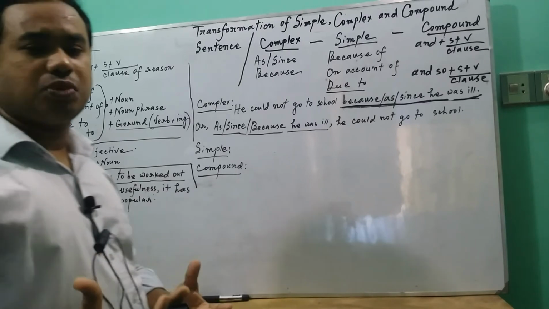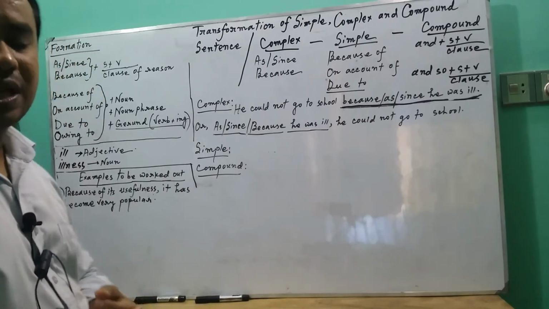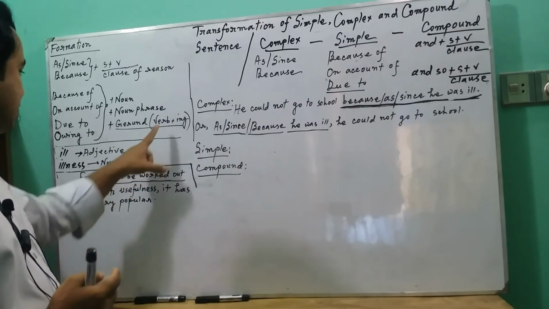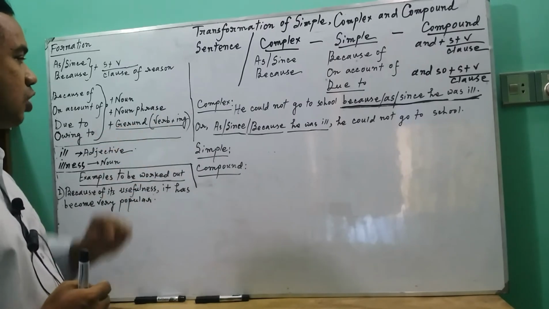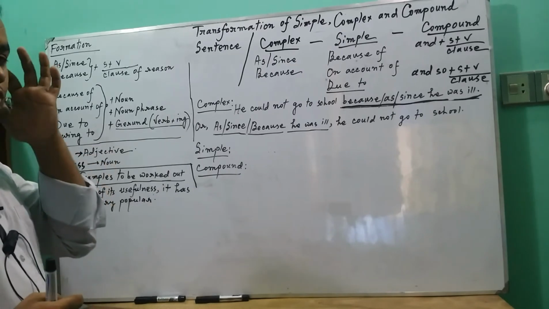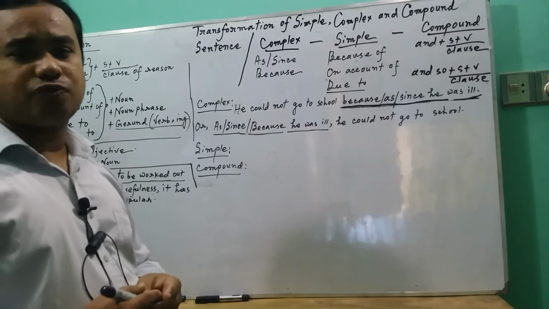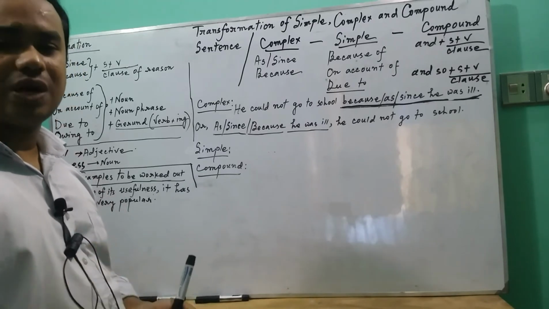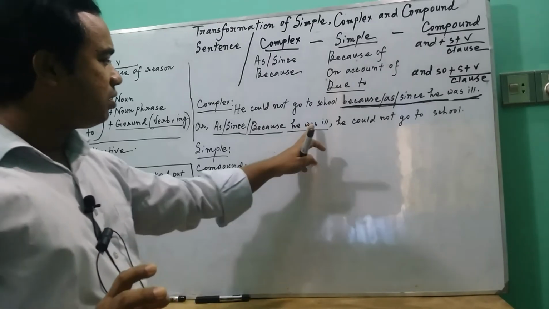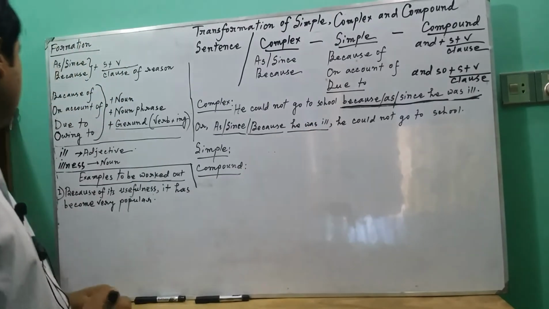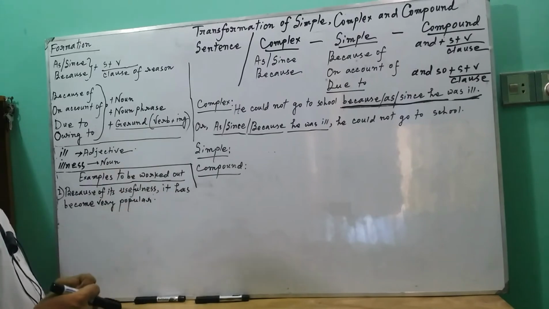Do you know how to make a gerund? We make a gerund by adding ing to the end of the base form. For example, teach. What is the gerund form of teach? Teaching. Work, working. Am, is, are, was, were, being. Okay. Gerund is verb plus ing.